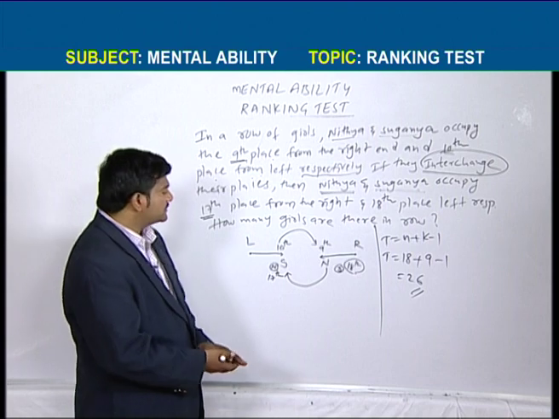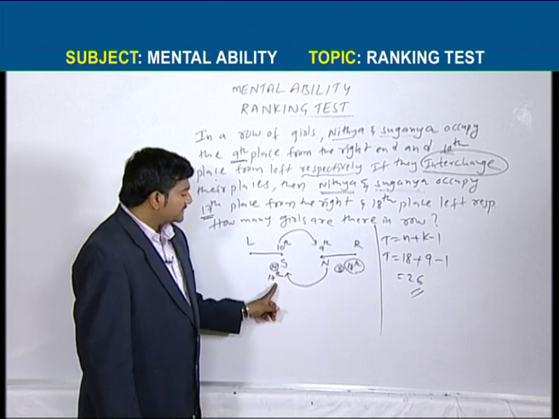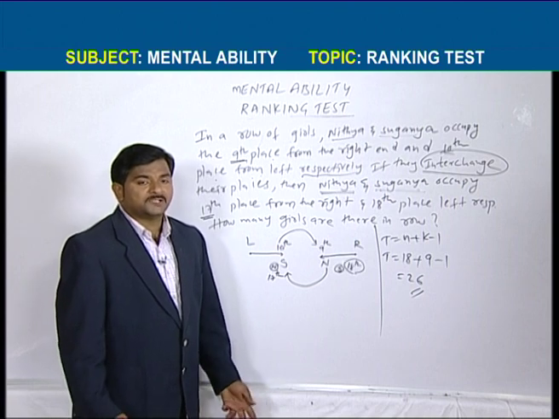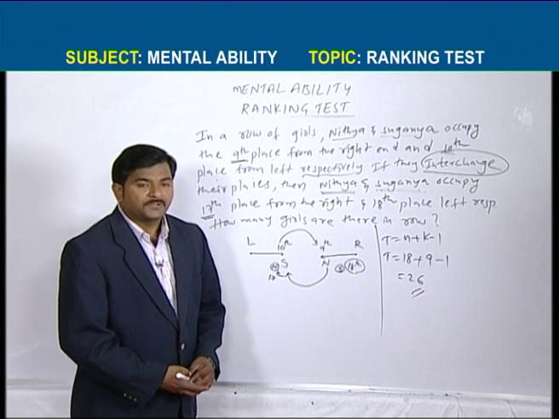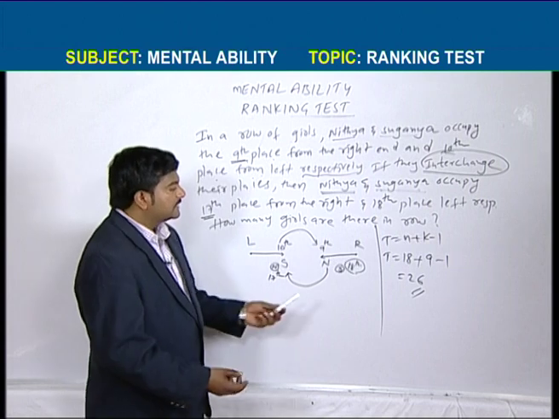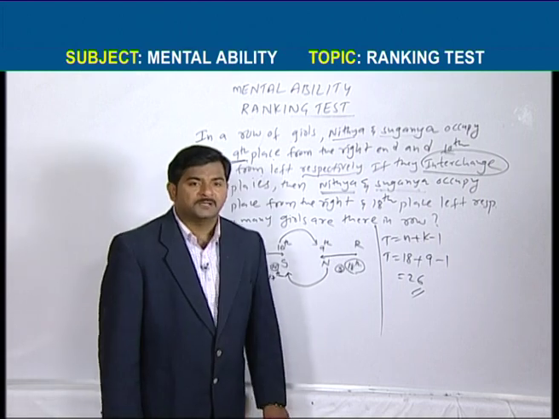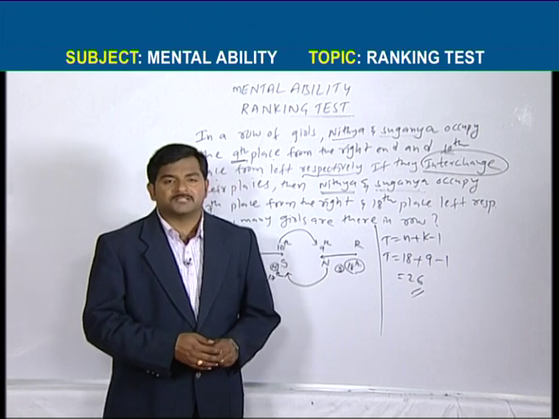Or else you can use this also: 17 plus 10, 27, 27 minus 1, what am I getting? 26. Okay, hence the answer for this question is 26. These are beautiful concepts, some logical concepts.